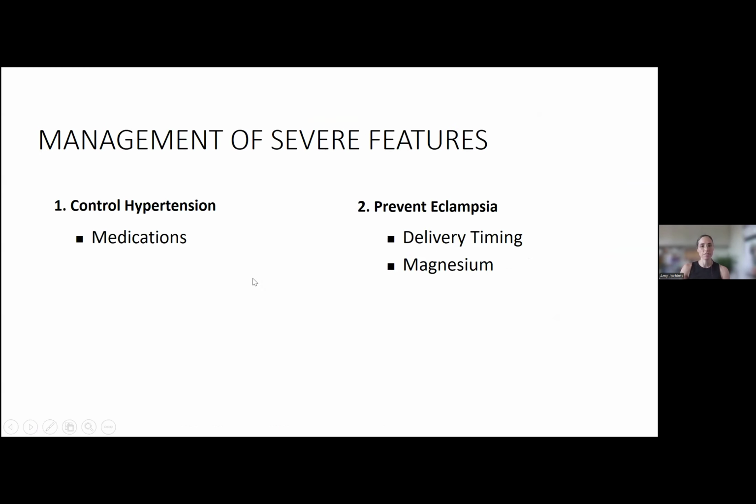Management of severe features. So the first two things we want to do when we see those severe features. Remember, some of those are lab findings, but also severe range hypertension, unrelenting headache. The first thing we want to do is control that hypertension. We want to prevent basically hemorrhagic strokes and organ damage. And then the second thing we want to do is prevent eclampsia. So the way we're going to do that is one, treat the blood pressure in a prompt manner, and then two, preventing eclampsia is delivery timing, get them delivered, and then magnesium.